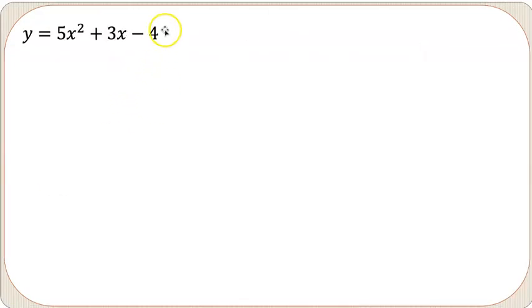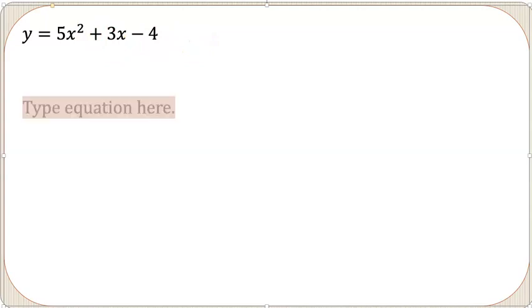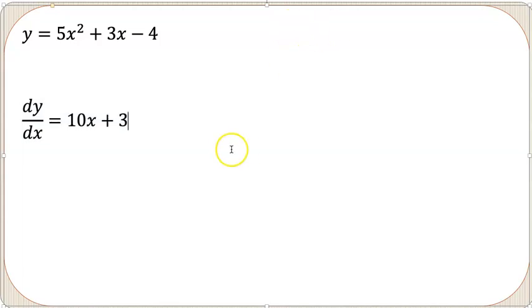Alright, this one, very simple. So y is 5x squared plus 3x minus 4. So we want dy over dx, which will be 2 times 5, 10, x, plus, for the 3x it just becomes 3, and the negative 4 becomes 0, so we don't have to acknowledge it. We can leave it. Alright, so that one is finished.